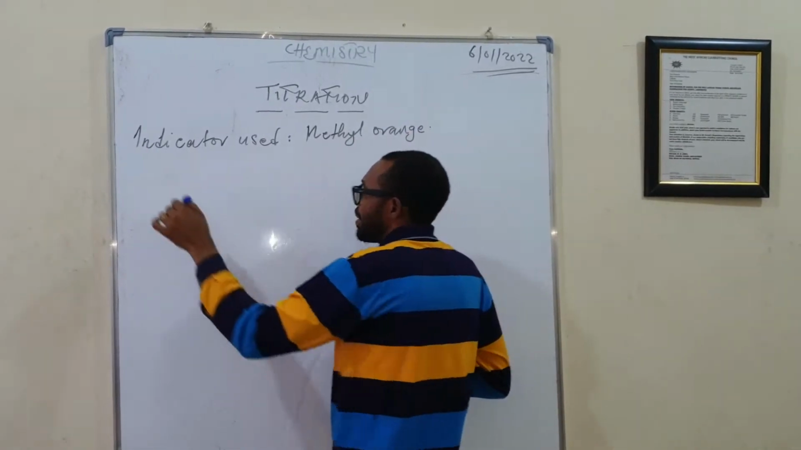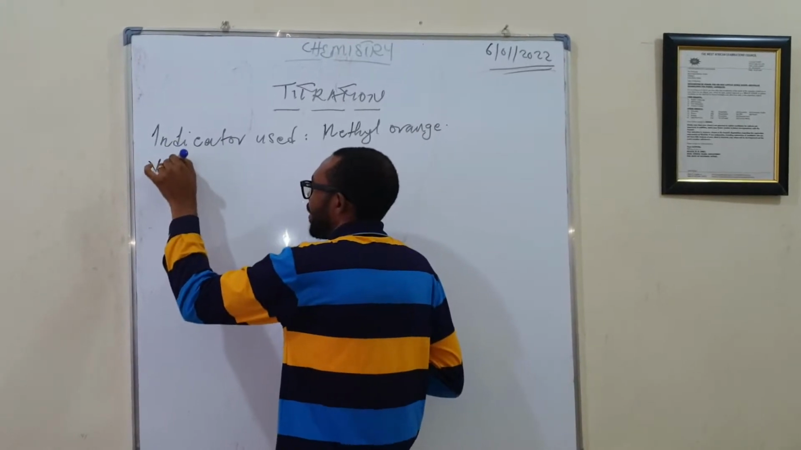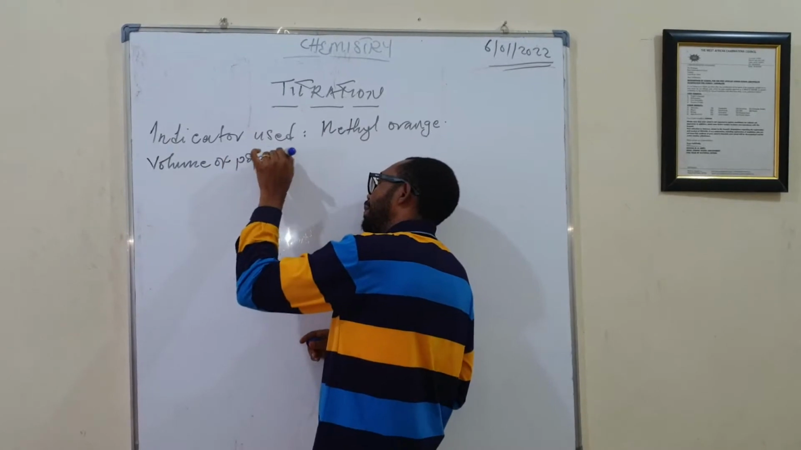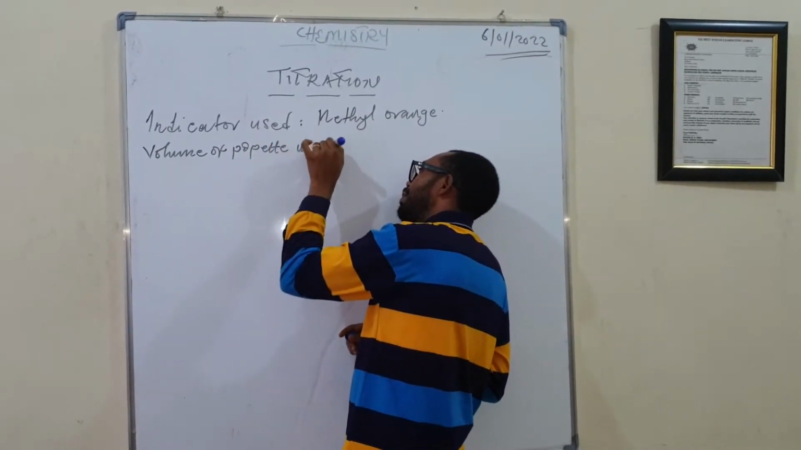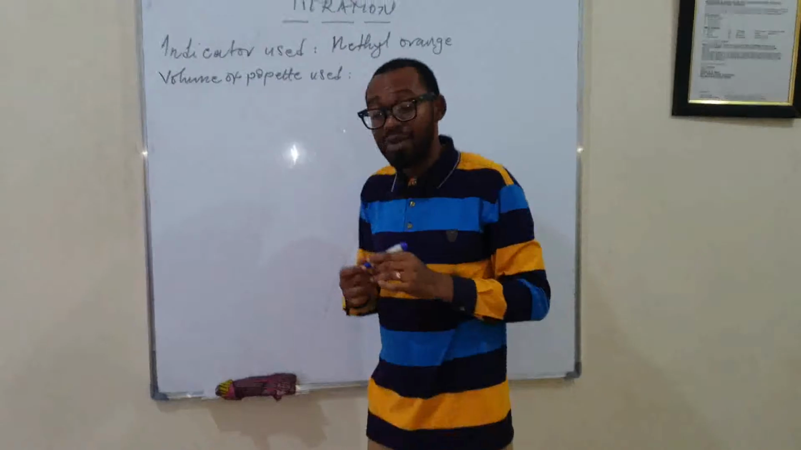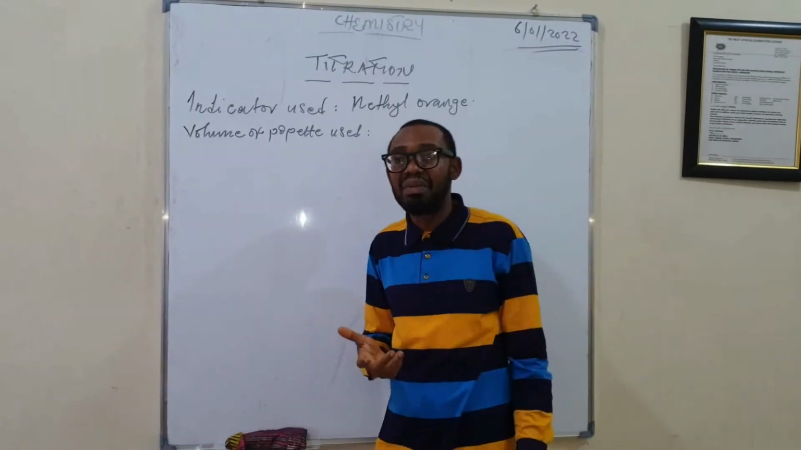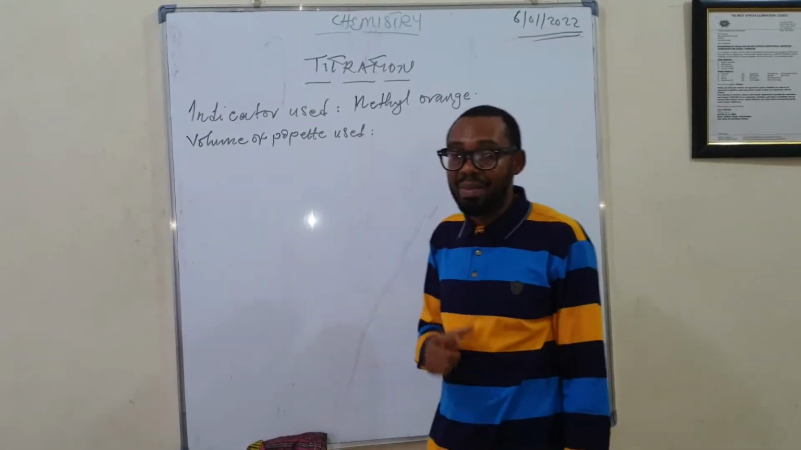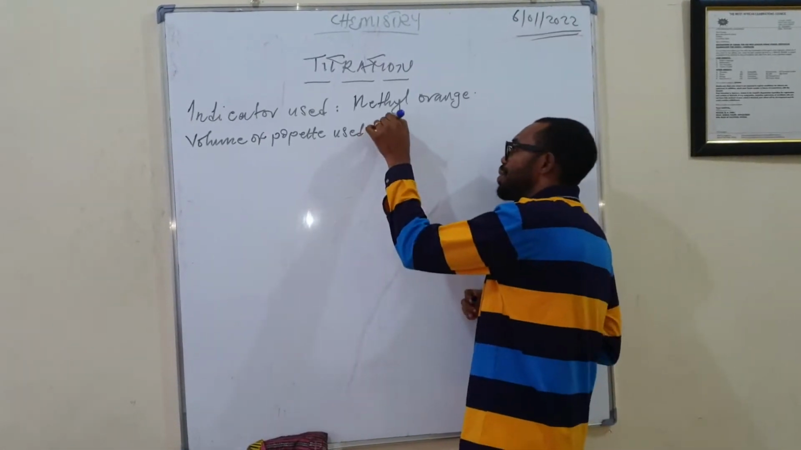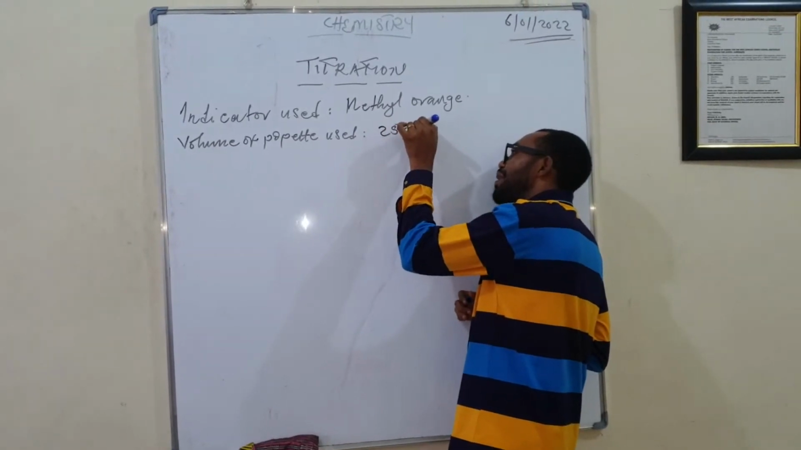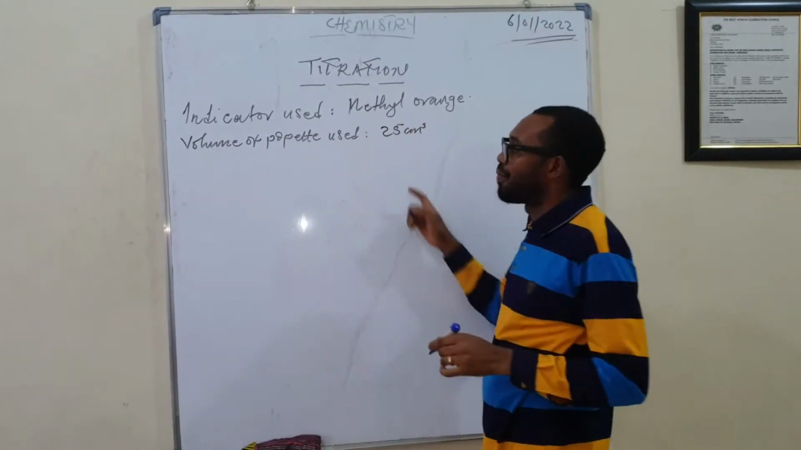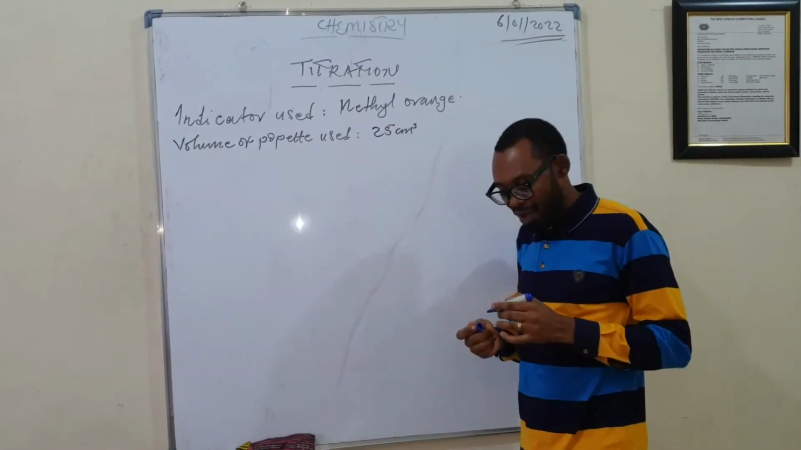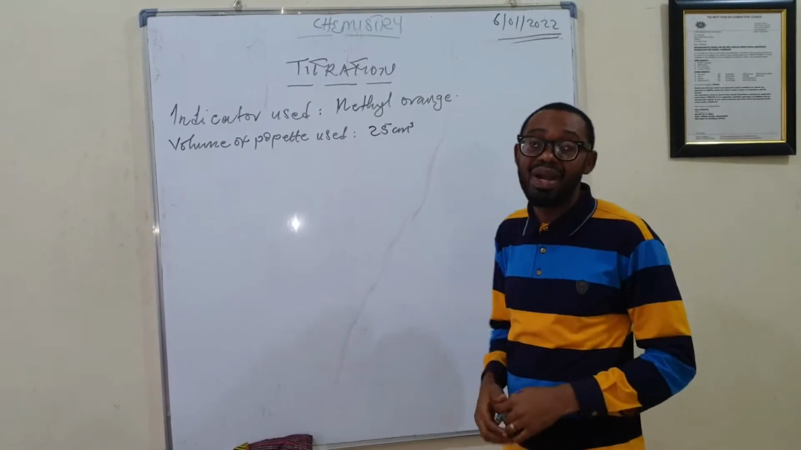The next thing is the volume of pipette used. The volumes of pipette vary. You can have 20 cm cube or 25 cm cube. The common one is 25 cm cube. Let's assume you use a 25 cm cube pipette. These two pieces of information can carry one mark based on the marking scheme.